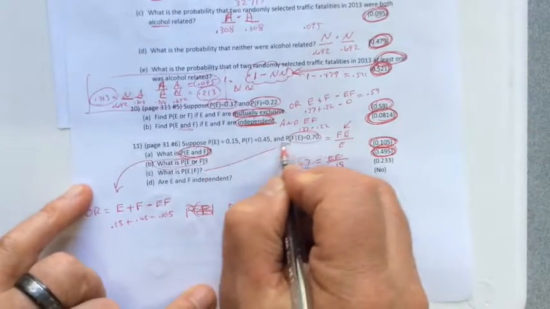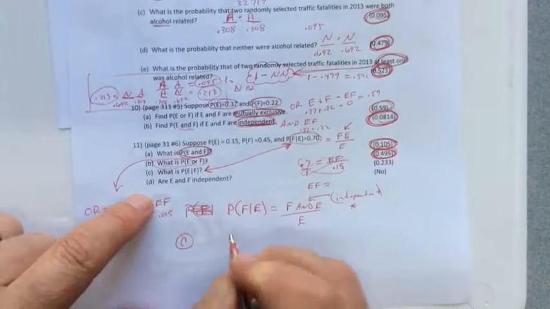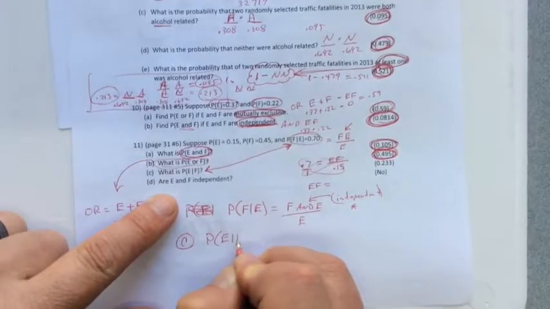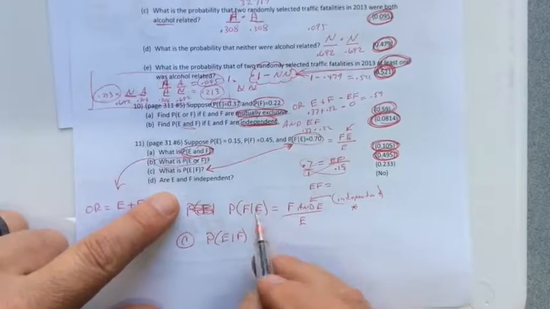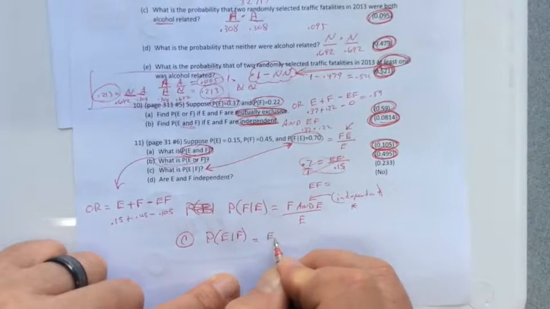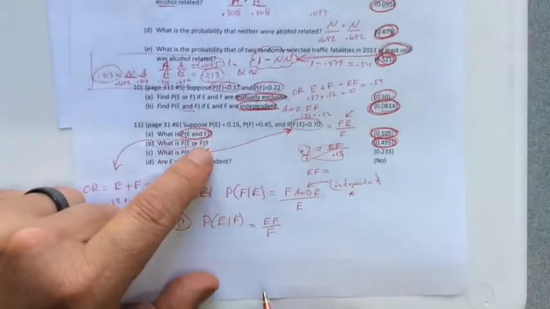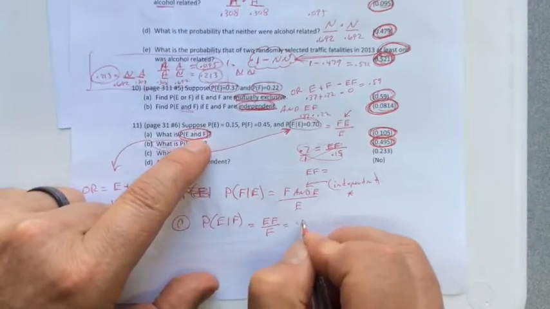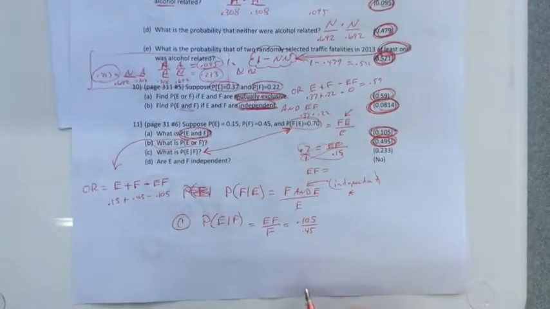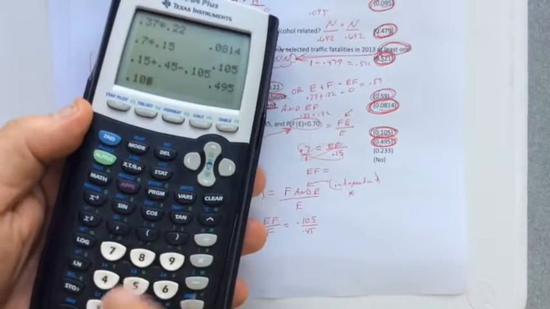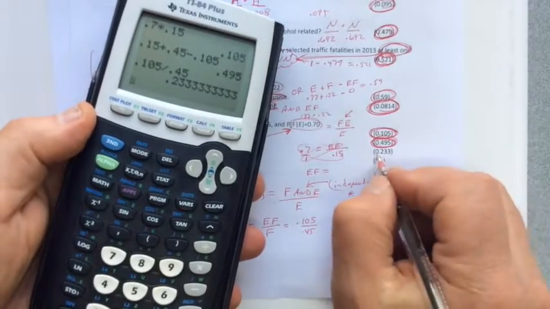See how these two are different? The letters are in a different order. So here's C. They want E assuming F. See up here, we divided by E. You always divide by the second one. So this is going to be E and F divided by F. Well, we found E and F. That was 0.105, and now we're going to divide it by the F number, which is 0.45. So 0.105 divided by 0.45 is 0.233, which is where they got that number.